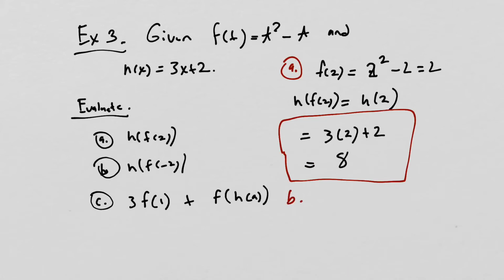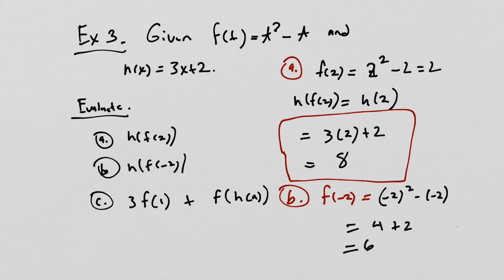In part B, again, let's go ahead and evaluate f of negative 2 first. This is going to be equal to negative 2 raised to the second power minus 2. This is again going to be equal to, oh, sorry, I made a mistake here. That's not a 2 here. That should be a negative 2. This is equal to 4 plus 2, which is equal to 6.